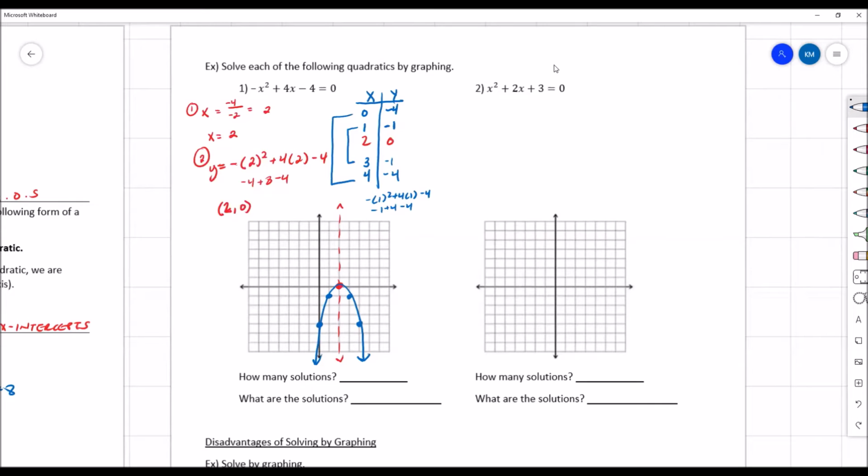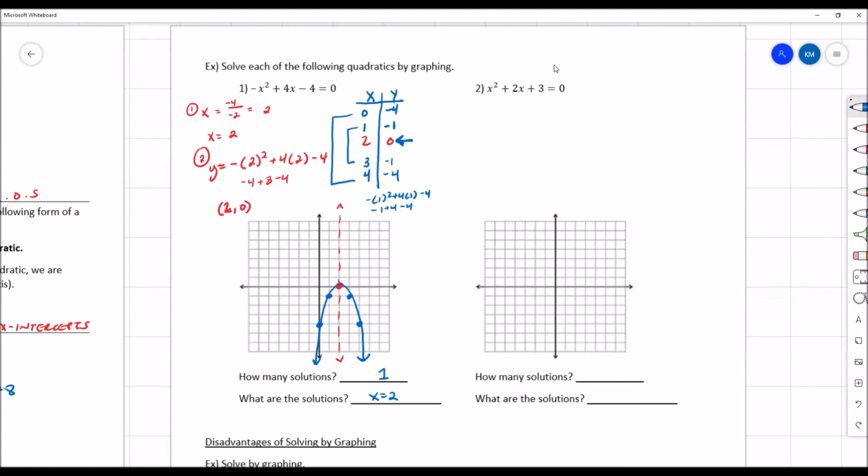How many solutions are there? Remember, solutions are where our line crosses or touches the x-axis, and in this case, it's only 1. Only touches the x-axis once. What is that point? Well, it's where y equals 0. And in this case, that's where x equals 2. So our solution, x equals 2. And we could have figured that out, that once our vertex was on the axis of symmetry, that was probably the only time it was going to touch it because of the symmetry of a parabola.